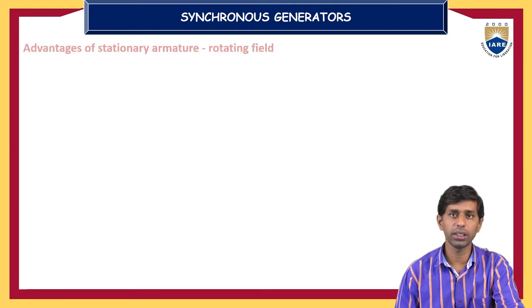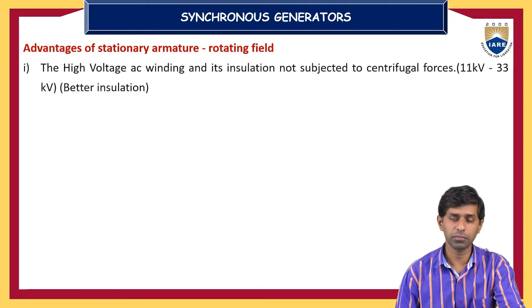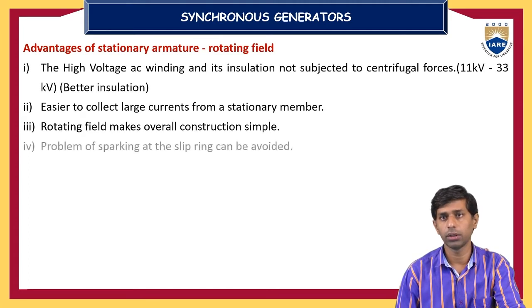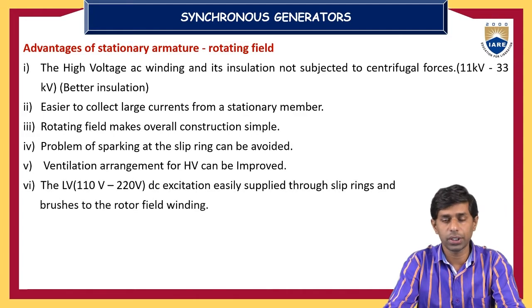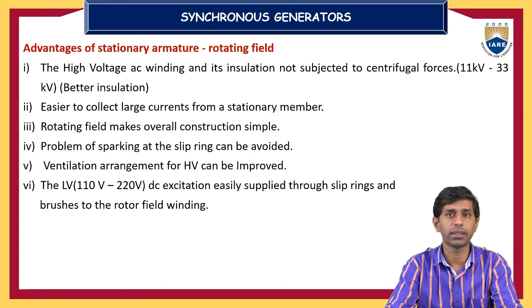So let us look into the advantage of the stationary armature winding over the rotating field winding. In the case of three-phase alternators, the high voltage AC winding and its insulation are not subjected to centrifugal forces. For example, if it is 11 kV to 33 kV, better insulation is needed.